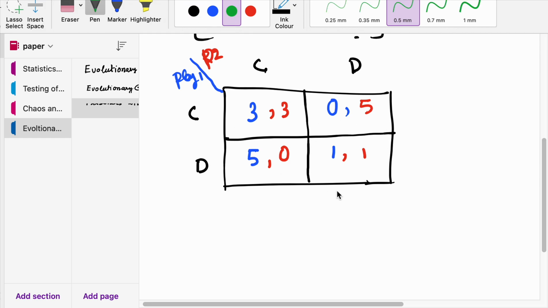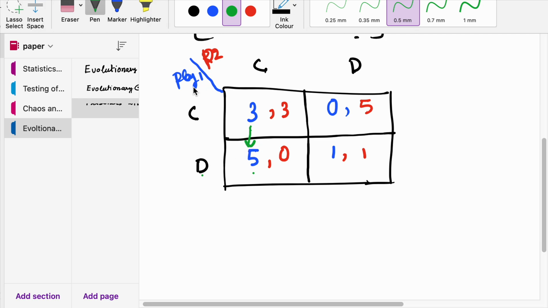Exactly, what you are saying is correct. So there is a dilemma, but let me tell you clearly how one should calculate. Player one thinks: if player two plays strategy C and I play C, I will get a payoff of 3, and if I defect, I will get 5. So if the opponent is cooperating, I should always defect.